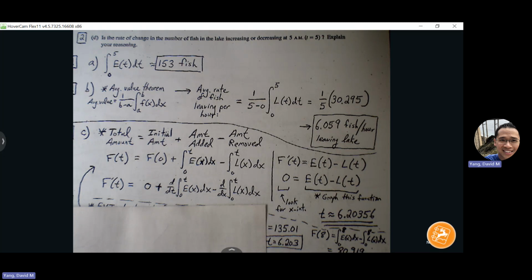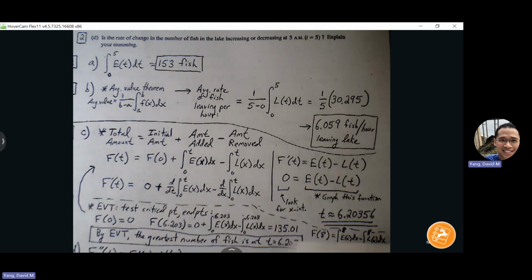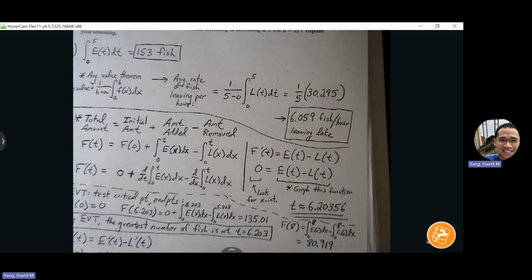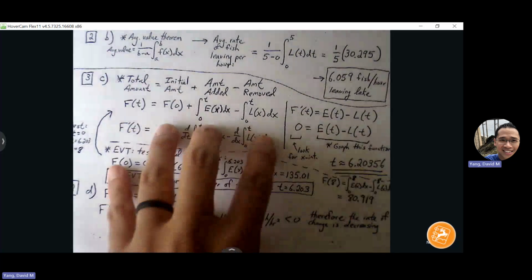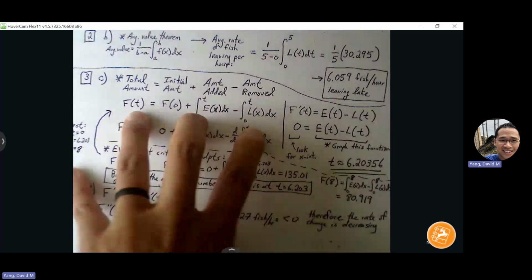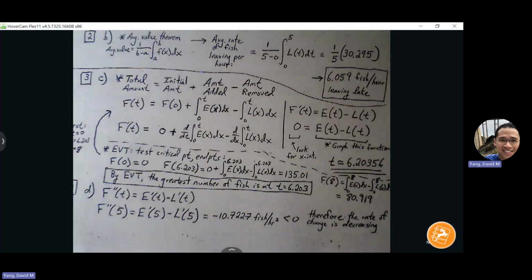That will be a time that I want to test by plugging back into the f of t equation to see when the greatest number of fish is going to occur. So we're going to test 0. We'll test 6.2, which is what you're going to find in your calculator. And then we'll test 8 as well, because they say from 0 to 8. So we have 3 points to test: 0, 6.2, and 8. And then we have to put them into this equation that we built, f of t.